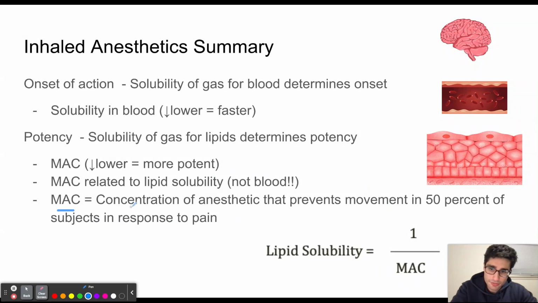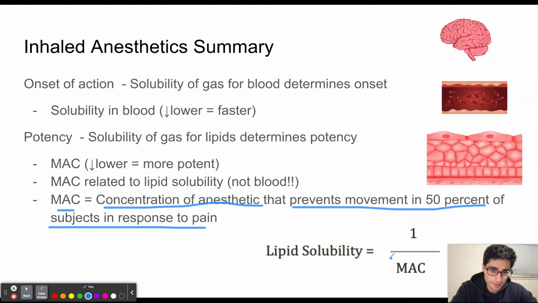Now, MAC is going to be the concentration of the anesthetic that prevents movement in 50% of subjects in response to pain. So, what this essentially means is that if the MAC is low, then we would need less of the drug to produce a given effect.